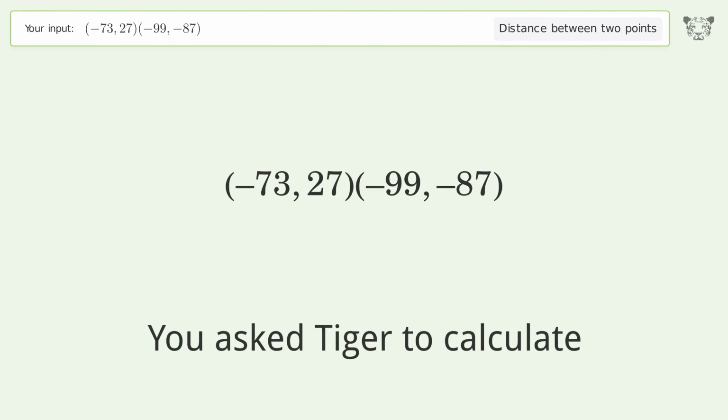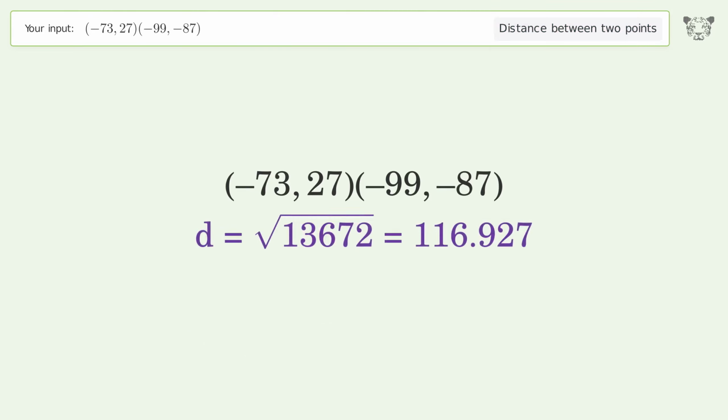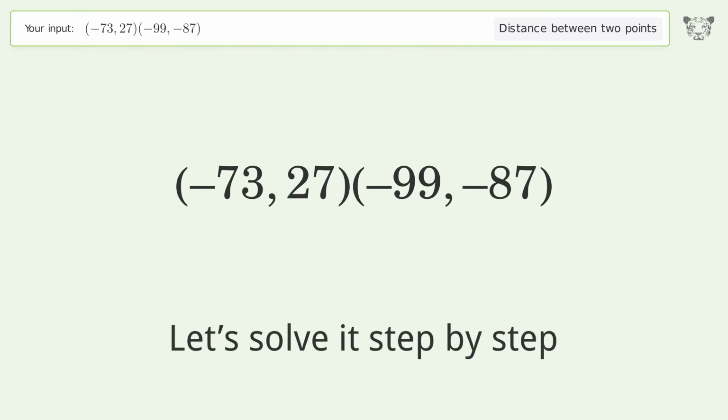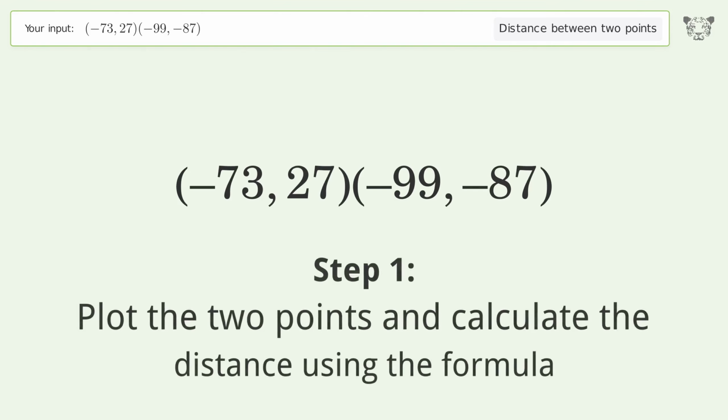You ask Tiger to calculate. This deals with the distance between 2 points. The distance between the 2 points is the square root of 13,672, or 116.927. Let's solve it step by step. Plot the 2 points and calculate the distance using the formula.